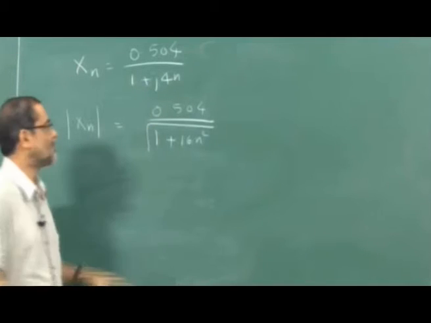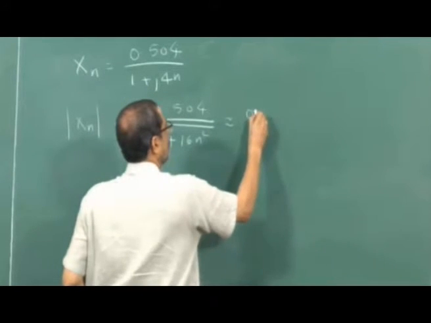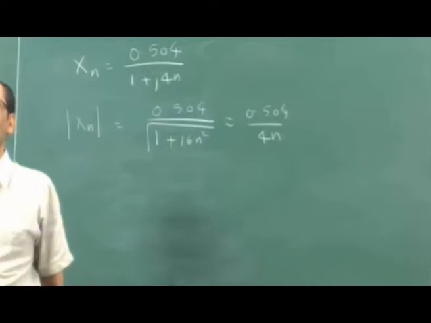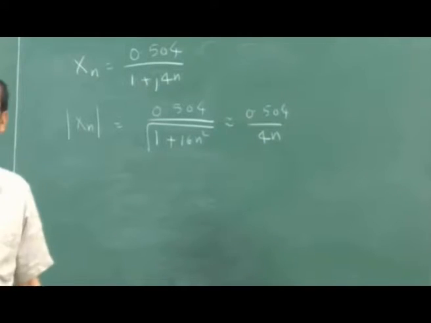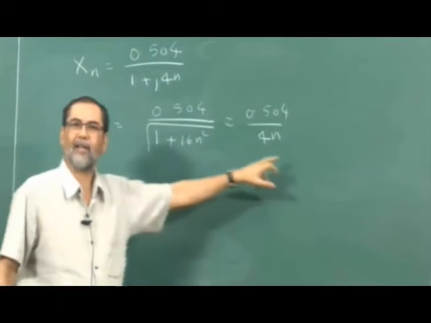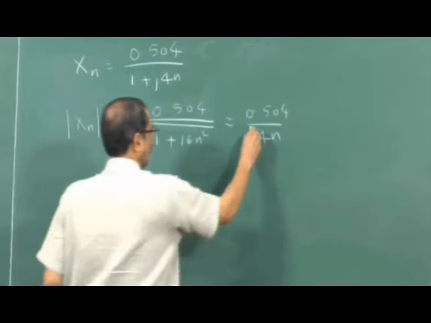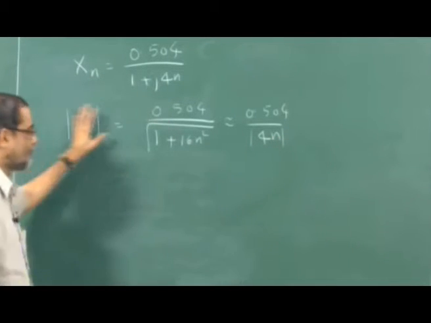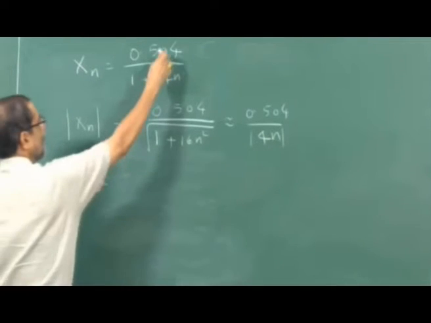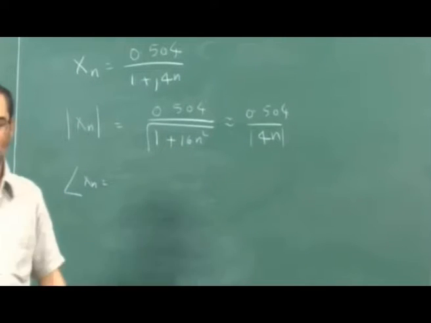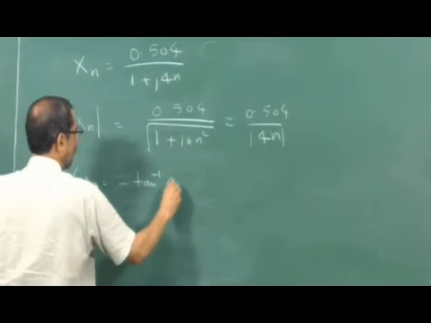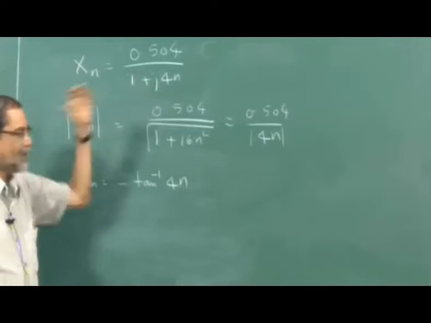So the 1 has no effect. You could write this as approximately 0.504 by 4n when n is greater than, let's say, 3 or 4 or something. Is that okay? The effect of 1 can be removed. I am left with 16n square under root, that's 4n, and that's the positive part. So that's the magnitude. And the second thing is its phase value. The numerator is real, so it contributes nothing to the phase. The denominator gives minus tan inverse 4n.